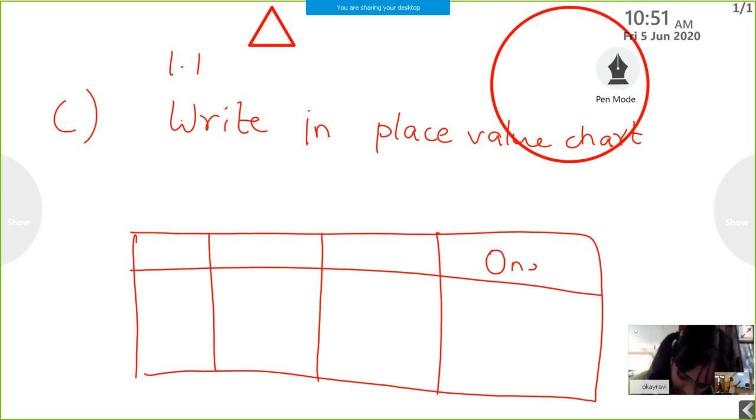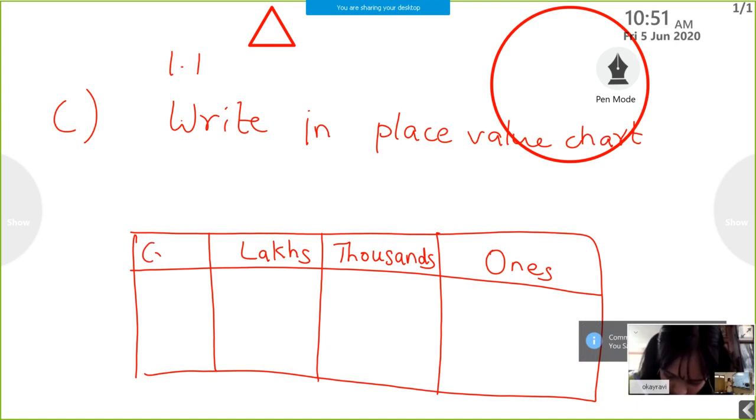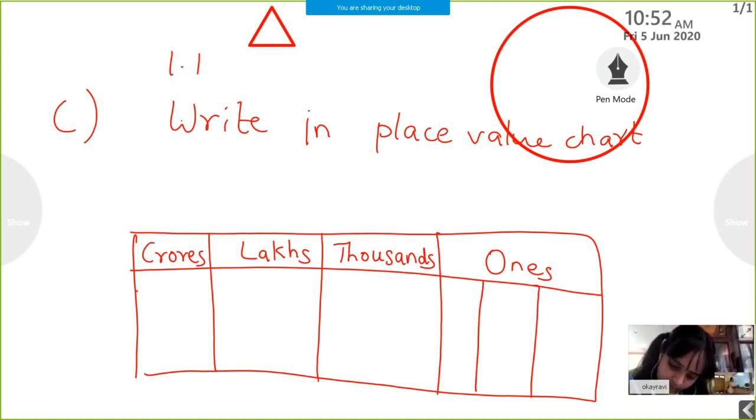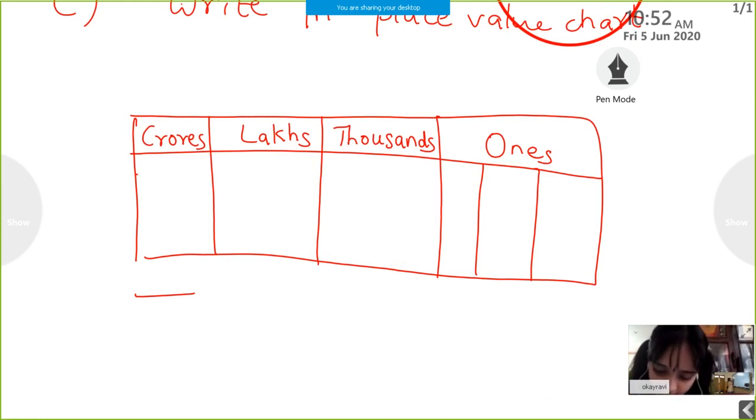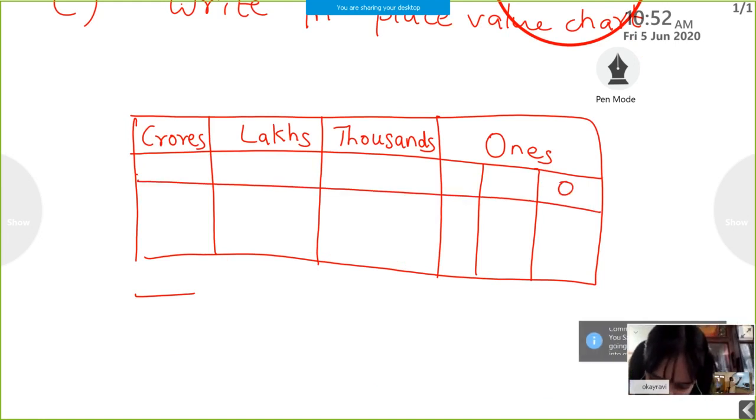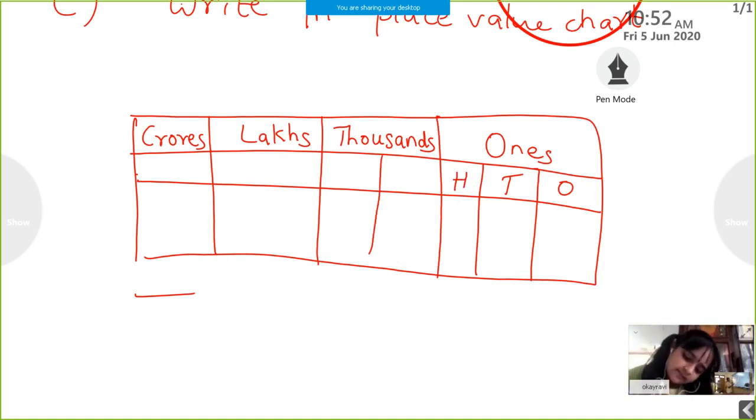The first one is ones period, then thousands period, then lakhs period and crores period. These are again divided into groups. Ones period is divided into ones, tens, hundreds. Thousands period is divided into thousands, 10,000.